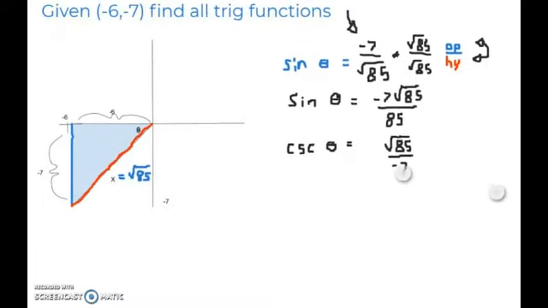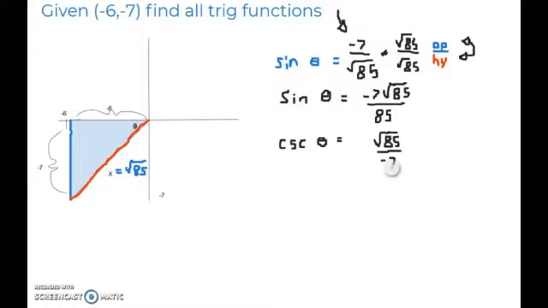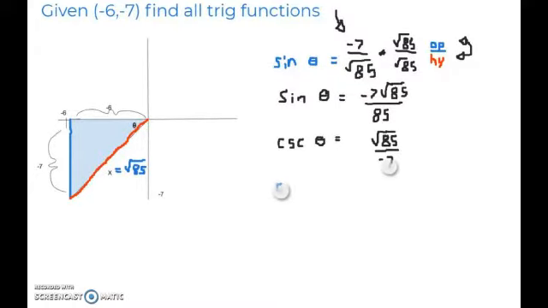Alright, so now moving on to the next trig function that we're going to find. The next trig function is cosine of theta. Cosine of theta equals the adjacent over the hypotenuse. The adjacent side in this case would be the -6. So when you write this first, you're going to write it -6 over the square root of 85, though that's not the correct way to write it.